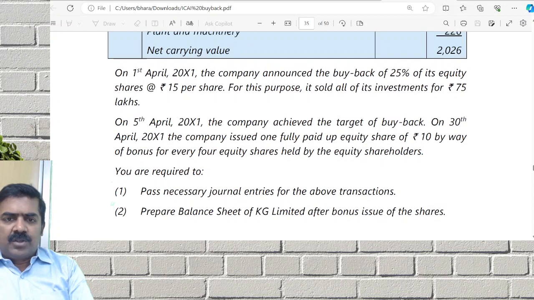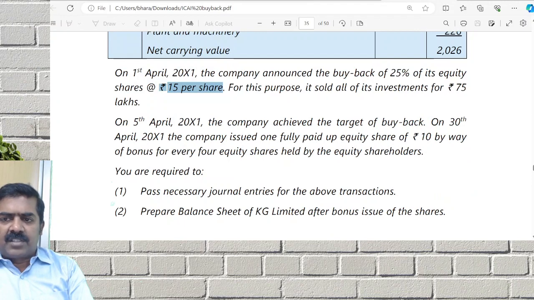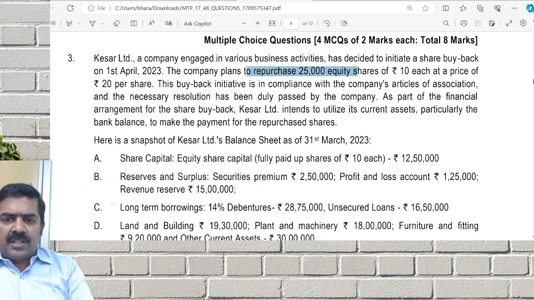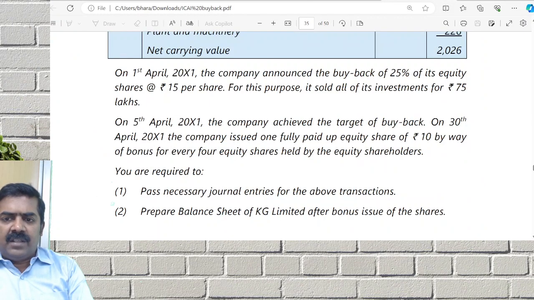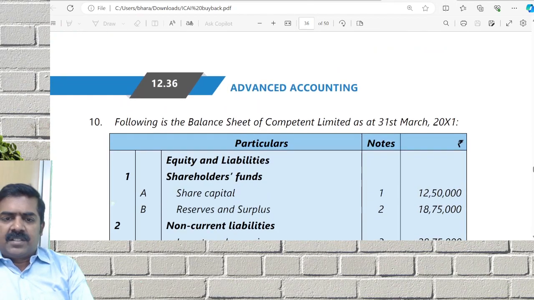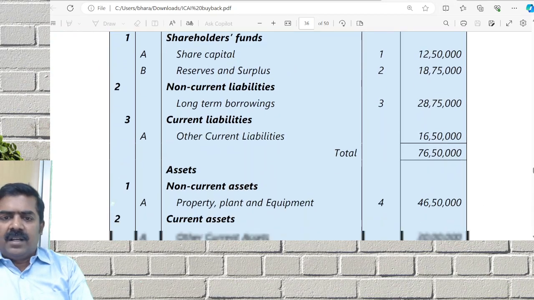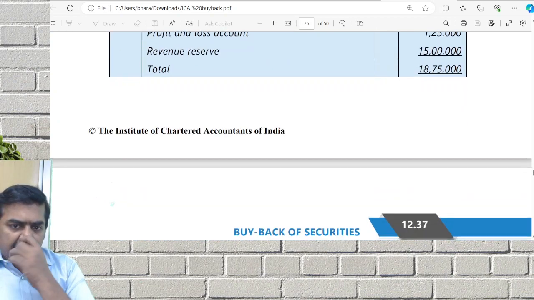Here also we are buying at what? 15 rupees per share. This also 15 rupees per share. Here investments are sold for 2.5 lakhs. Investments are sold for what? 75 lakhs. Here the bonus share is what? 1 for every 8 shares held. Here 1 for every 4 shares held. No need to apply any test. You have to just pass what? Journal entry and prepare the balance sheet. Of course, you know how to prepare the balance sheet. I need not tell you about it.